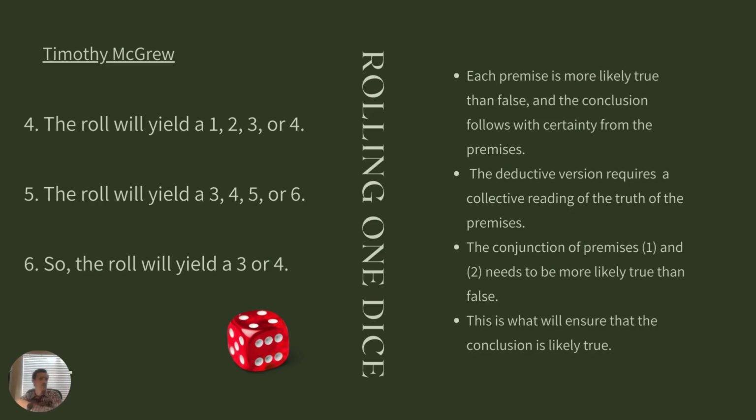Now, an example of this is by Timothy McGrew, and basically what he's saying is imagine that you take one die and you roll it. The first premise would be that the roll would yield a 1, 2, 3, or 4. The second premise would be that the roll would yield a 3, 4, 5, or 6. And the third premise would be that the roll would yield a 3 or a 4. Now, each premise is more likely true than false, and the conclusion follows with certainty from the premises.